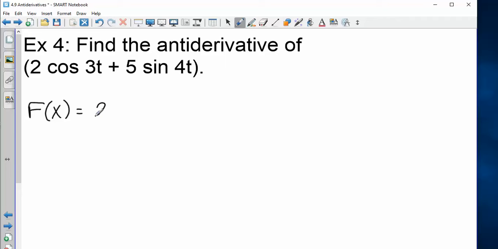So we have... what has a derivative of cosine? Sine. When you do the derivative of a trig function, the angle doesn't change, so this had to be a sine 3t. But let's think about this for a second. If I were to do the derivative of this, I would make it cosine 3t, and then I'd have to do chain rule, times the derivative of 3t, which is 3. So what do I need in front to cancel that 3?